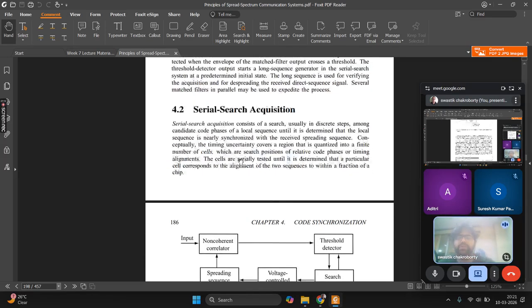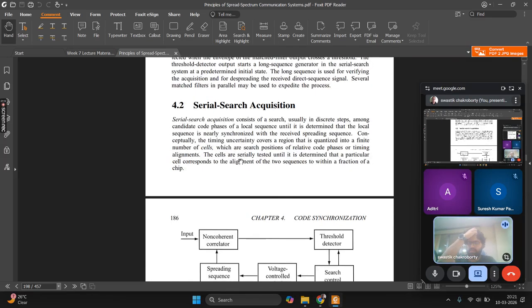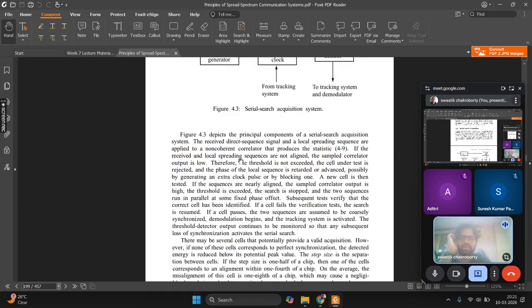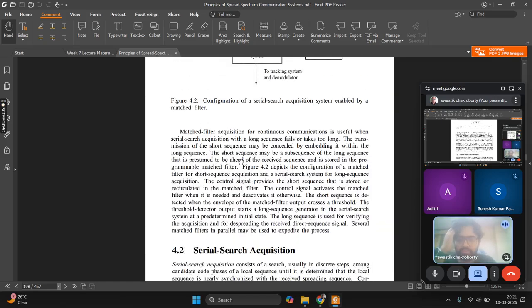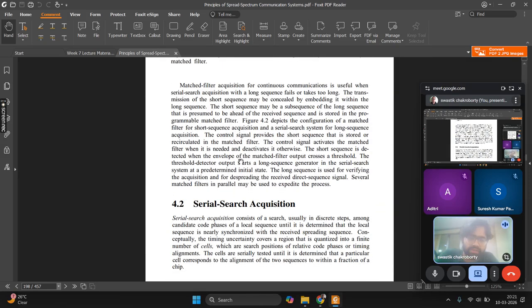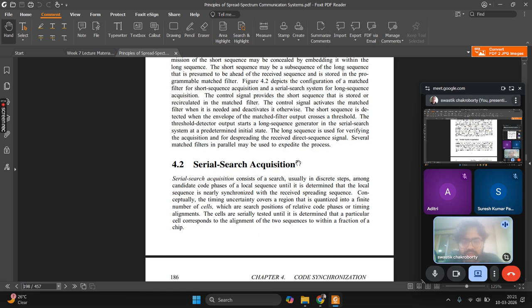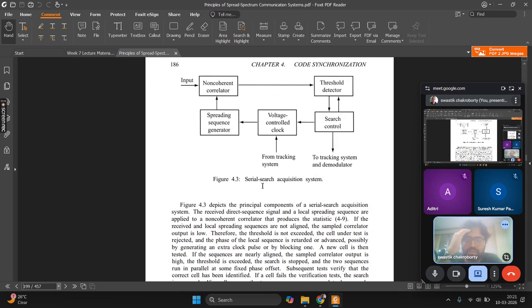Okay, after match filter, there is another thing called serial search acquisition. So serial search acquisition is another method that we will cover here. This is extra from the week's topic, so if you are not interested, you can drop out. Serial search acquisition consists of a search, usually in discrete steps among candidate code phases, until it is determined that the local sequence is aligned.